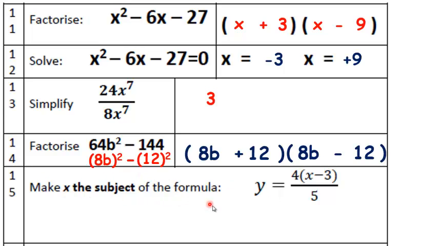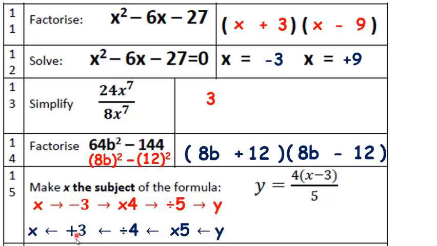Question 15. They start with the x take away 3, then I'm timesing by 4, then I'm dividing by 5, and all of that gives me y. Work it backwards. Y times by 5, divide by 4, plus 3, and all of that gives me x. So I'll have y times 5, which is 5y, 5y divided by 4, and then all of that plus 3. 5y divided by 4 plus 3, all of that is going to give me x. So there's my result for that.